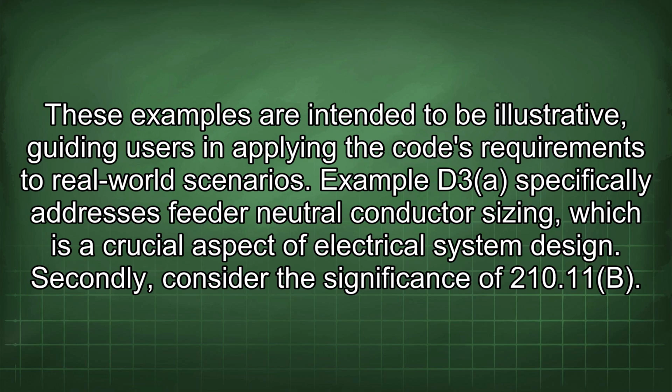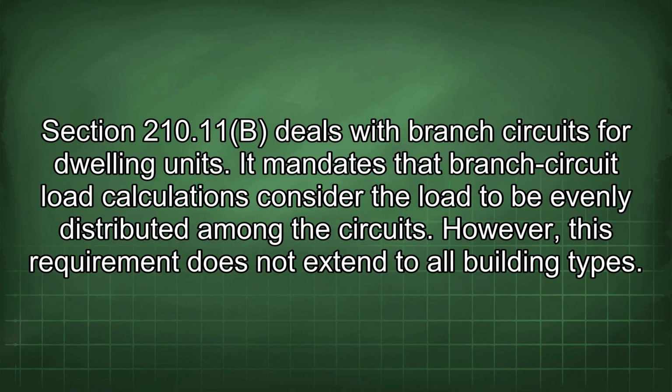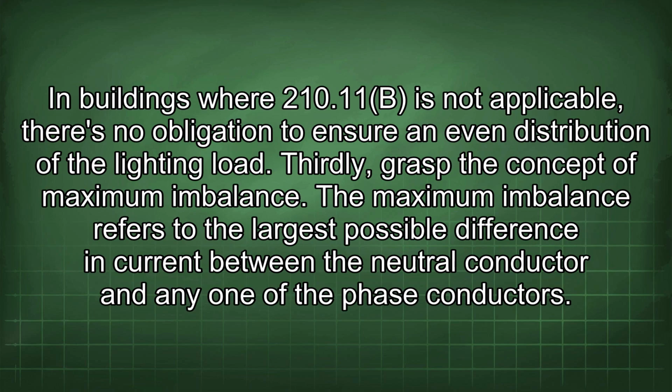Secondly, consider the significance of 210.11(B). Section 210.11(B) deals with branch circuits for dwelling units. It mandates that branch circuit load calculations consider the load to be evenly distributed among the circuits. However, this requirement does not extend to all building types. In buildings where 210.11(B) is not applicable, there's no obligation to ensure an even distribution of the lighting load.